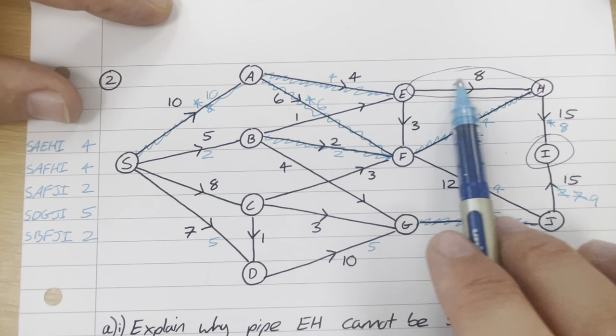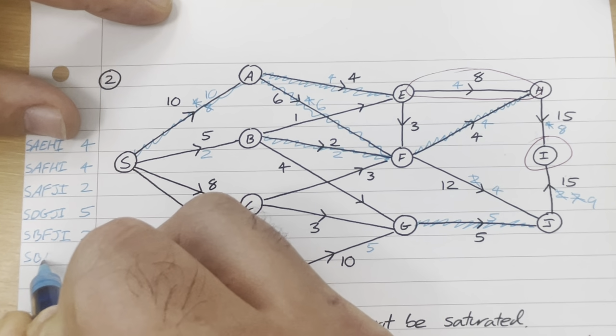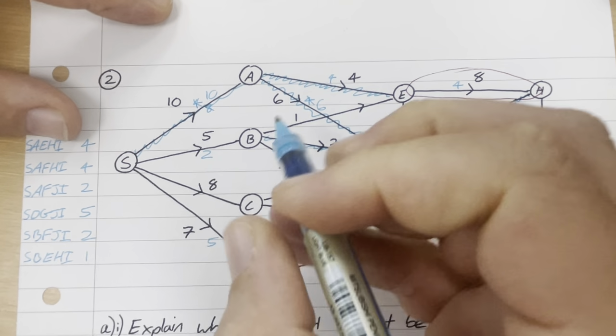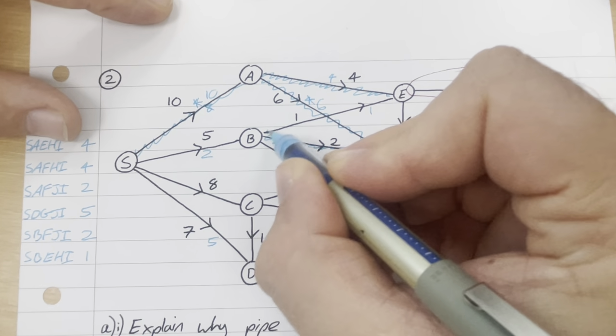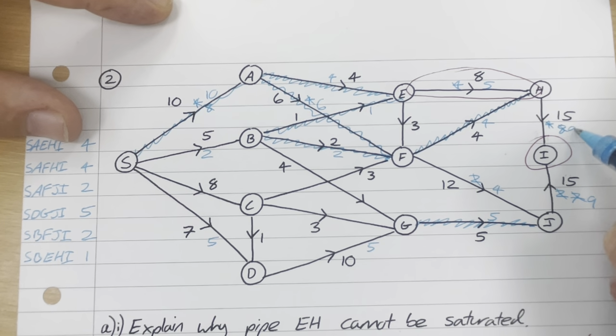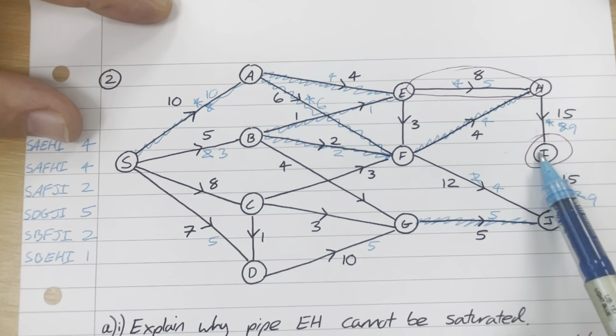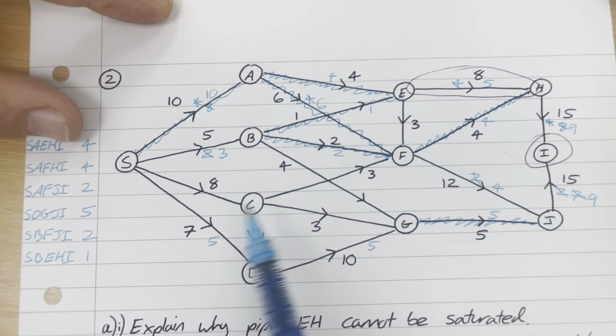I can push another 1 up through there and down. So that's S-B-E-H-I. So that's a 1. That now saturates that pipe. That's gone up to a 5. That's now at 9. And that's now at 3. Okay, so I've pushed 1 through that route. Can't do anything else up here now.